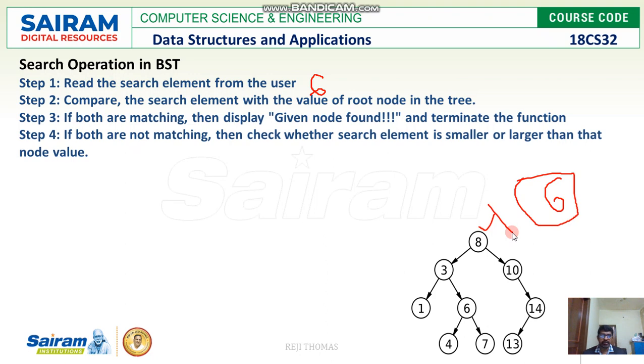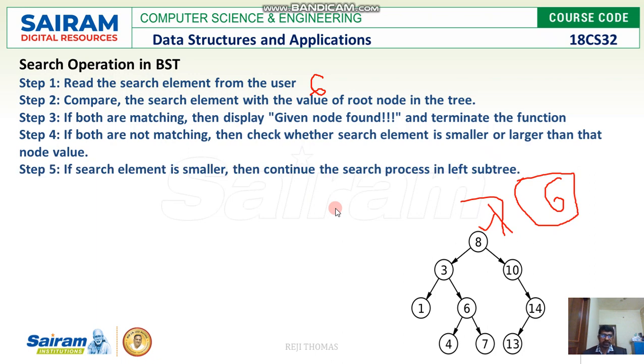So what you should do, if both are not matching, check whether the search element is smaller or larger than the node value. Now if you compare 8 and 6, what happened? 6 is smaller than 8. So what you should do? If the search element is smaller, then continue the search process in the left subtree. So you need not search the right subtree. It's an easier one. I can skip this part. It will go to the next one. So I'll compare 6 and 3.